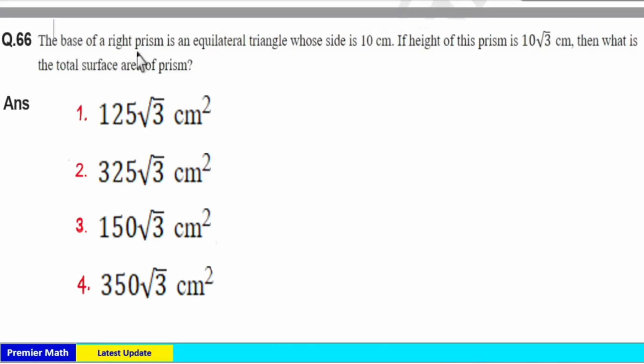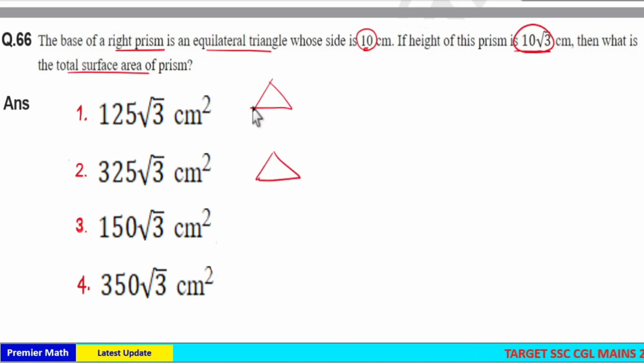The base of a right prism is an equilateral triangle whose side is 10 cm. If the height of this prism is 10 root 3 cm, then what is the total surface area of the prism? Prism means here the bases of this prism are two triangles, that is an equilateral triangle, and the side of the equilateral triangle is equal to 10 cm. Now this is the height of this prism.